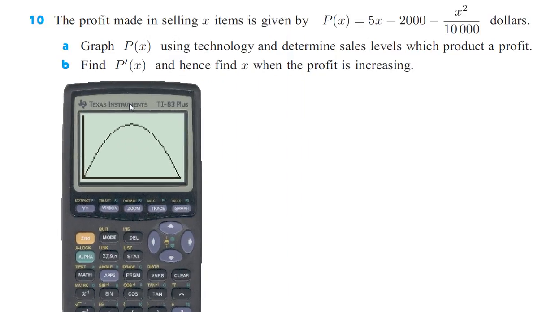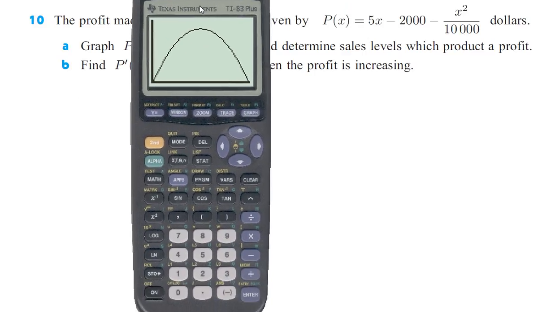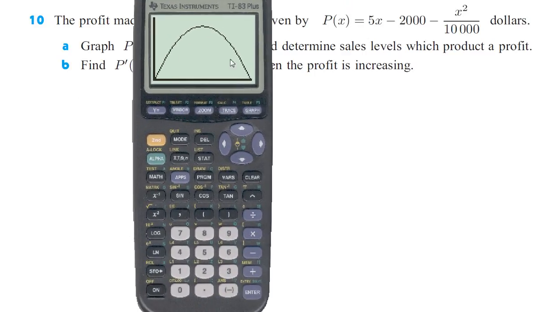So again, they're asking us to use technology and determine sales levels which produce a profit. So everything in here produces a profit. So really what we need to do is figure out what these two x-intercepts are, right? So let's calculate the zeros.